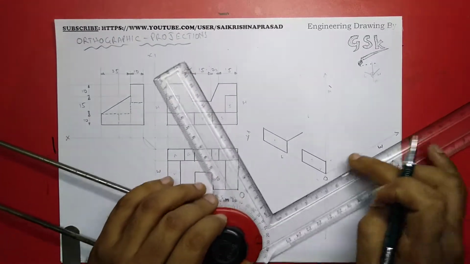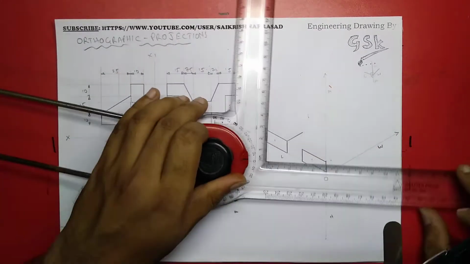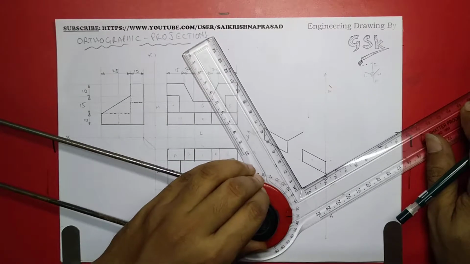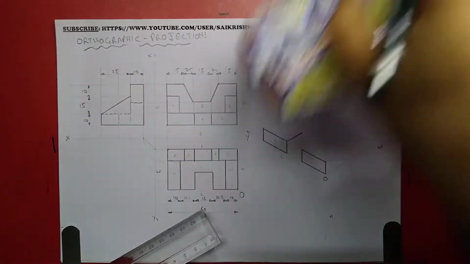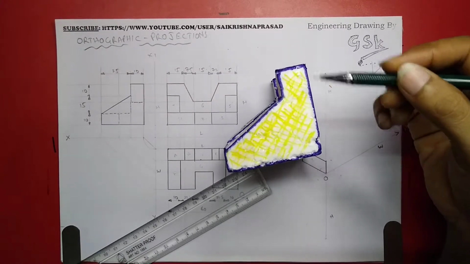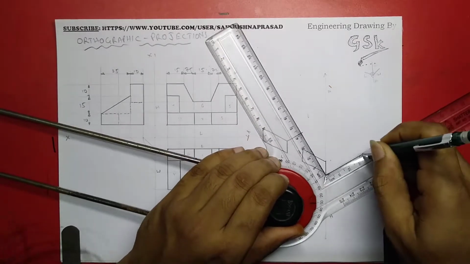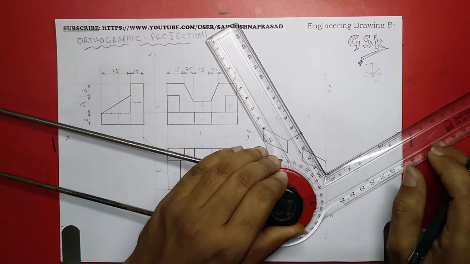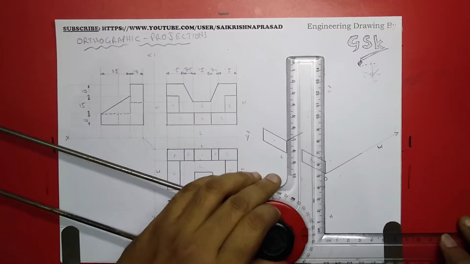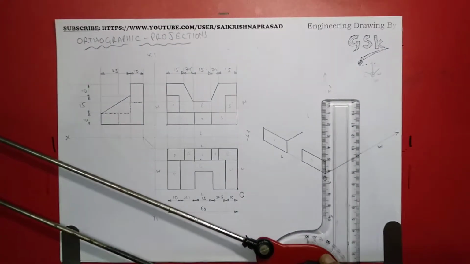Before going to this one, let us finish this side. Later we'll be coming for this. So the total width of this object is 35 and height is 35. So the width 35, height is also 35.